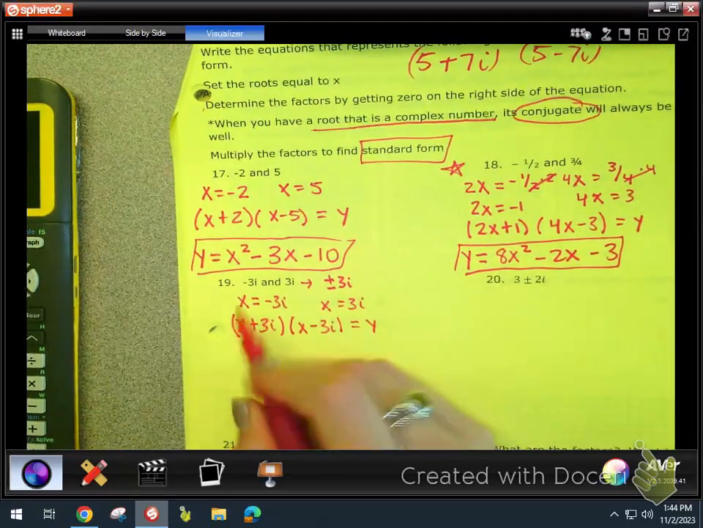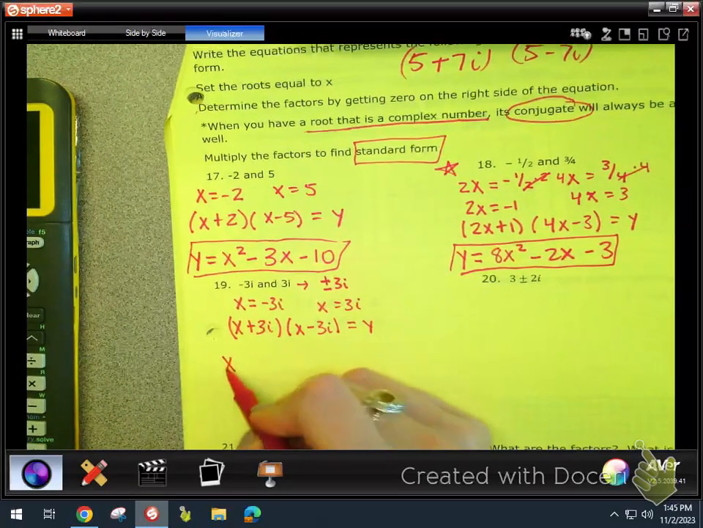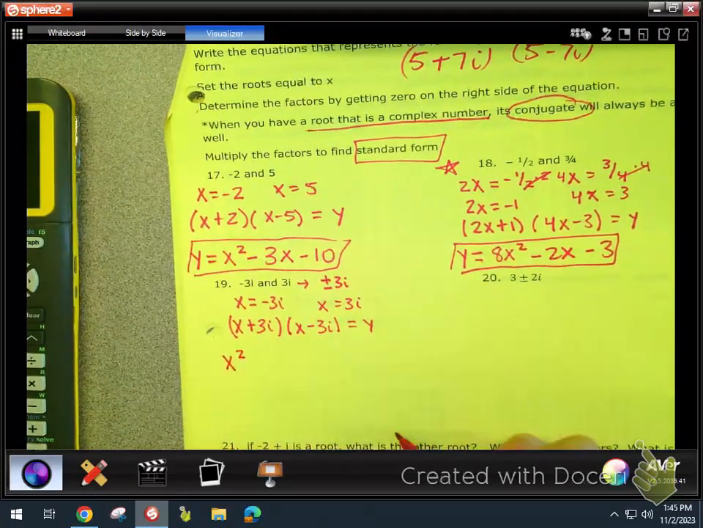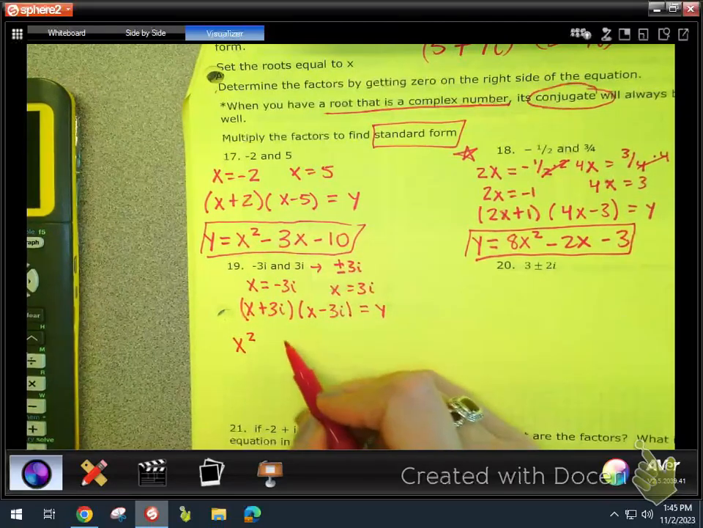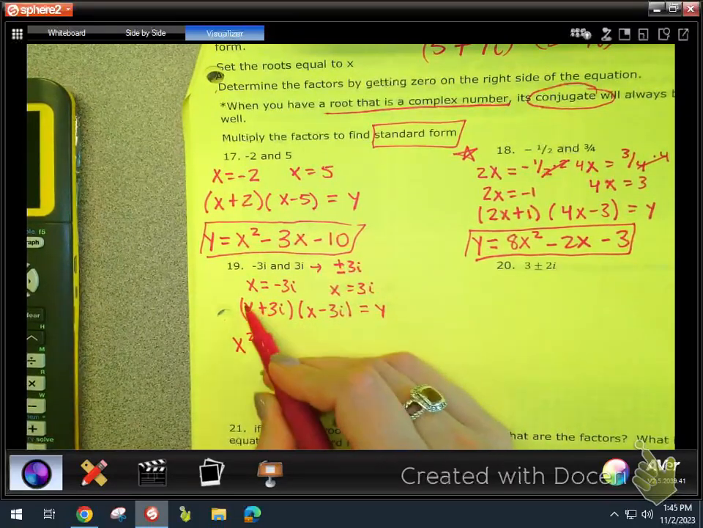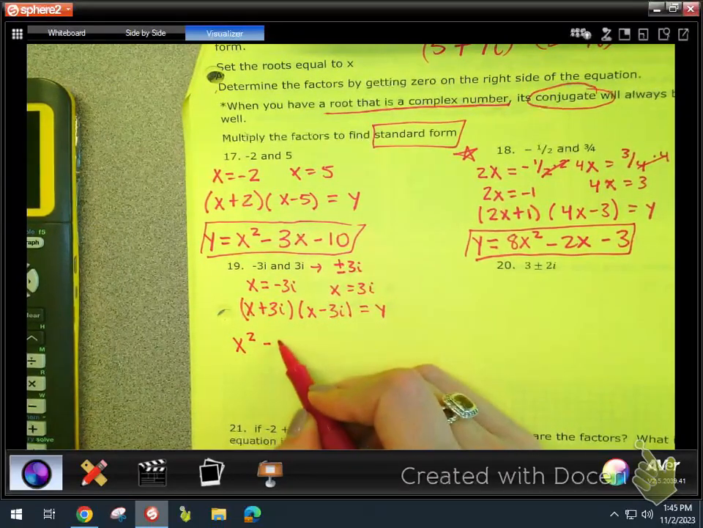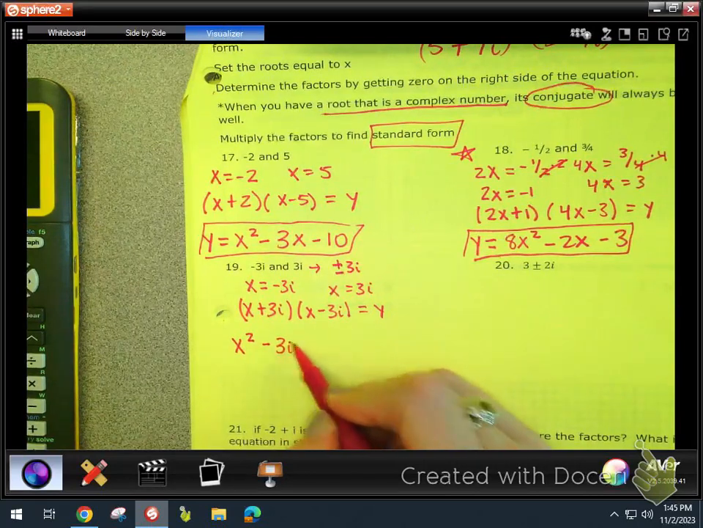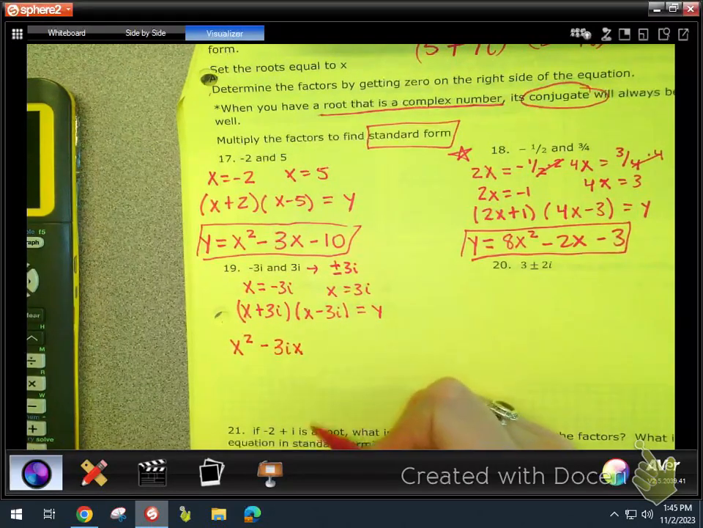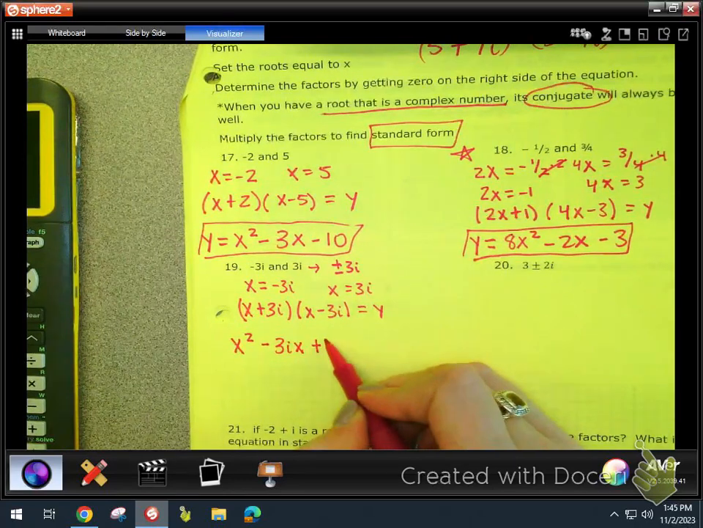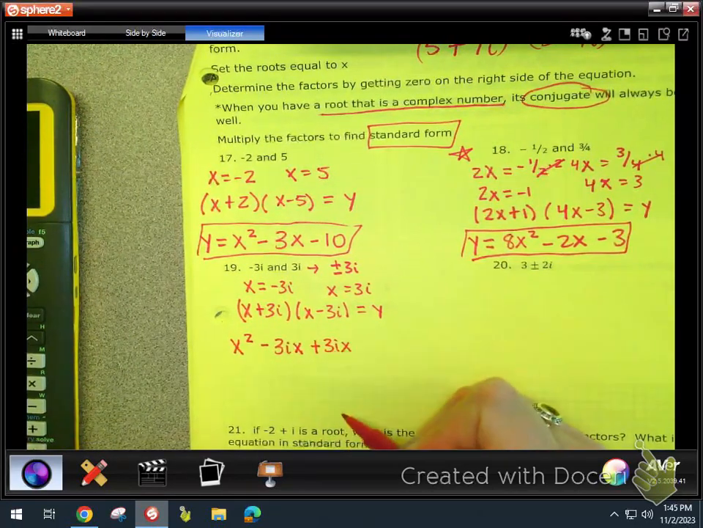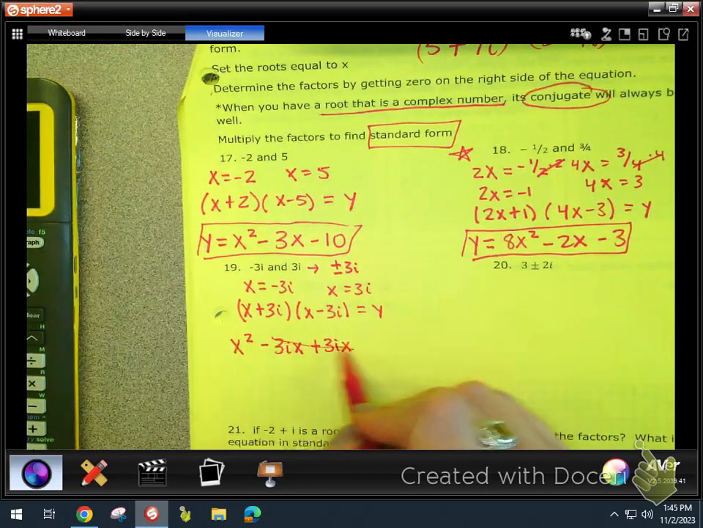And now I'm going to multiply this out. X times x. I'm going to not do this in my head. I'm going to write this out so you can kind of see it. So this will be, when I do the outside, I'll have minus 3ix. Then I'm going to have plus 3ix. That looks weird, but does it matter? What happens to it? They cancel out right there.